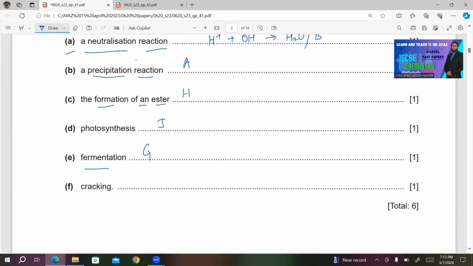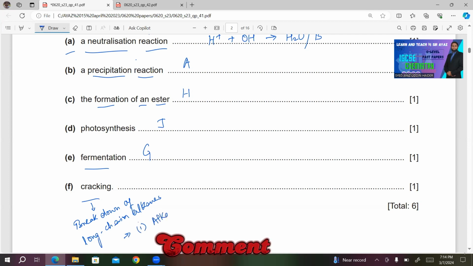Last one, cracking. Cracking involves breakdown of long chain alkanes. We have two possibilities: smaller alkane plus alkene, or alkene plus hydrogen gas.